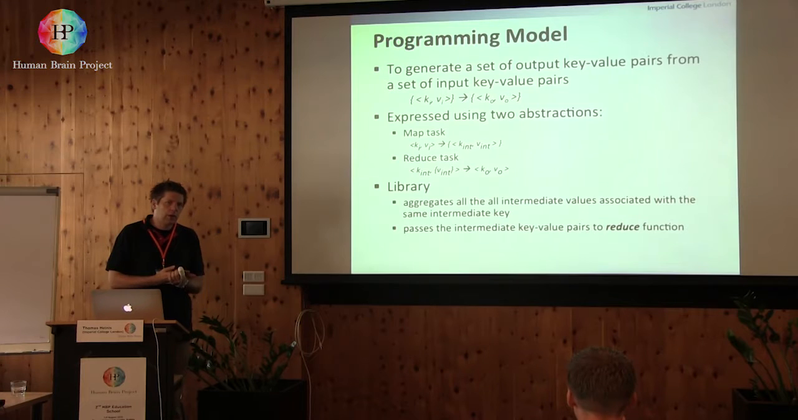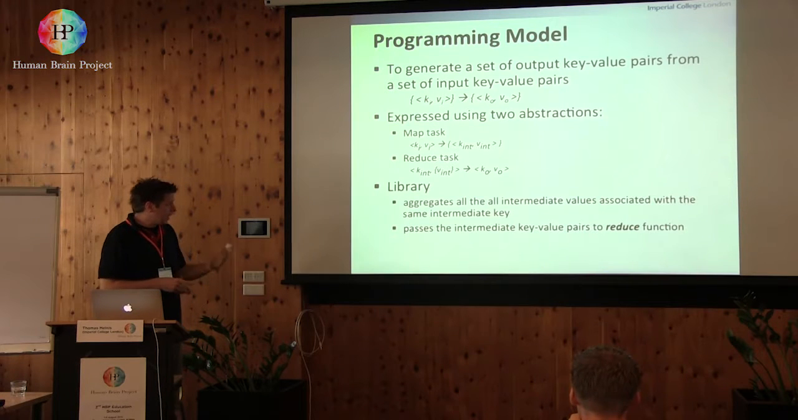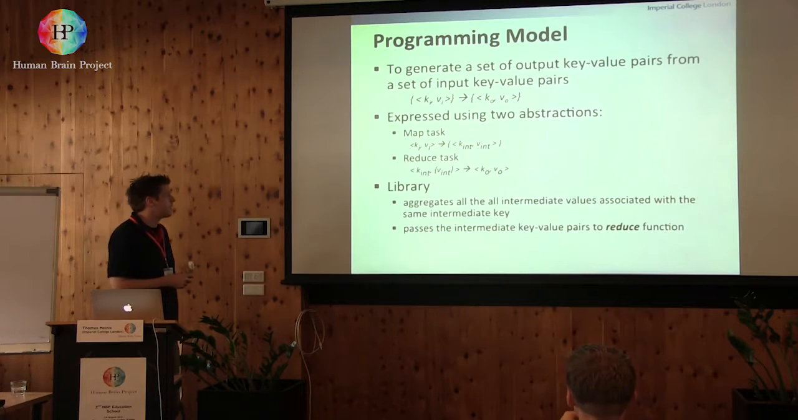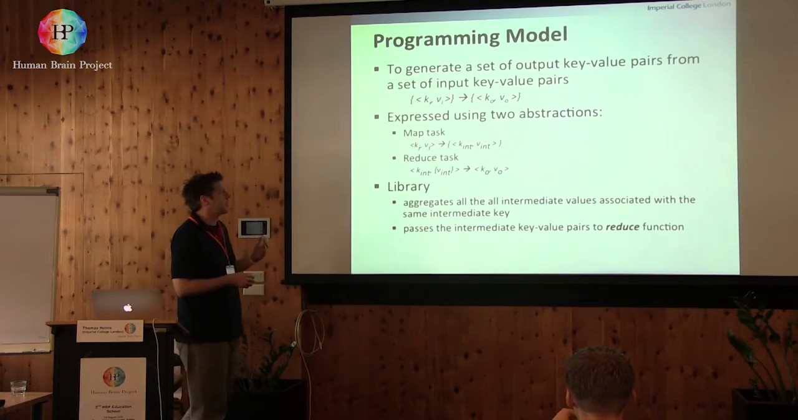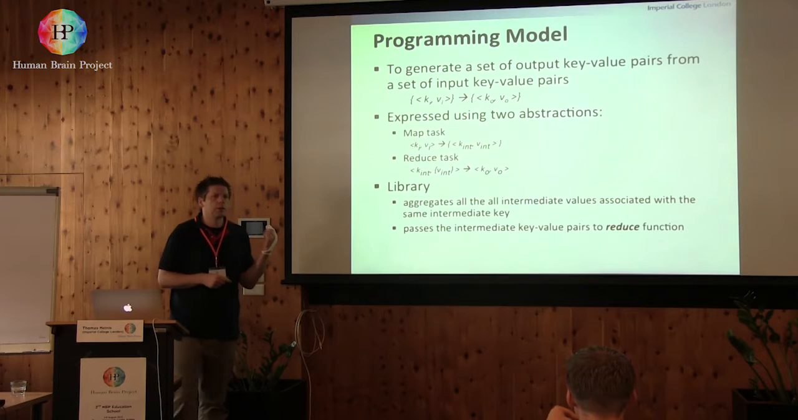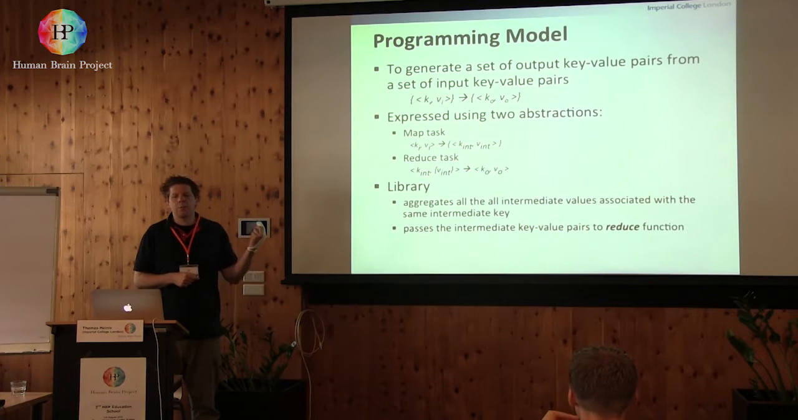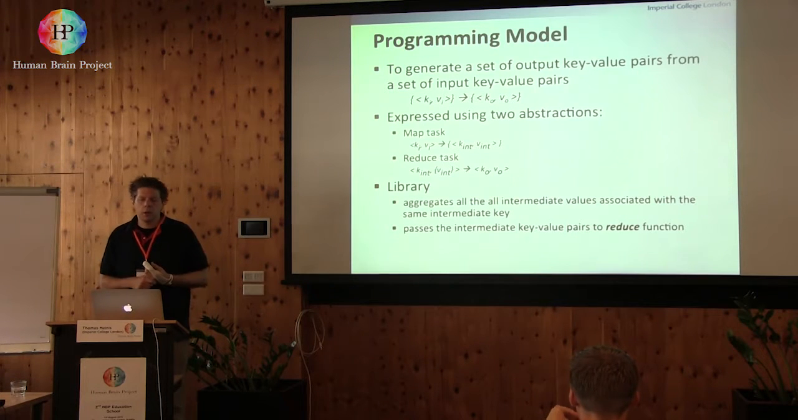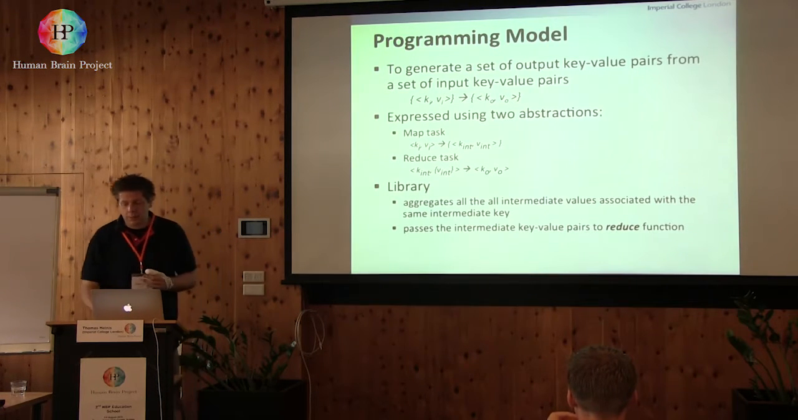So you need to think of your problem in two phases, the map phase and the reduce phase. And then the library that comes with it basically aggregates all the intermediate values associated with the same intermediate key, and then passes this on to the next phase, the reduce phase, which will then compute the result. I think it's best to make an example here.